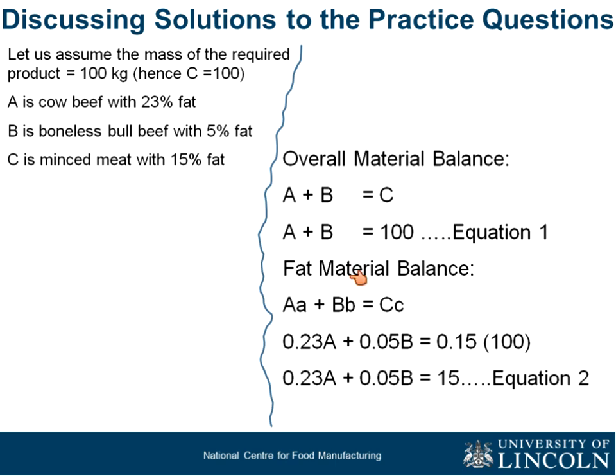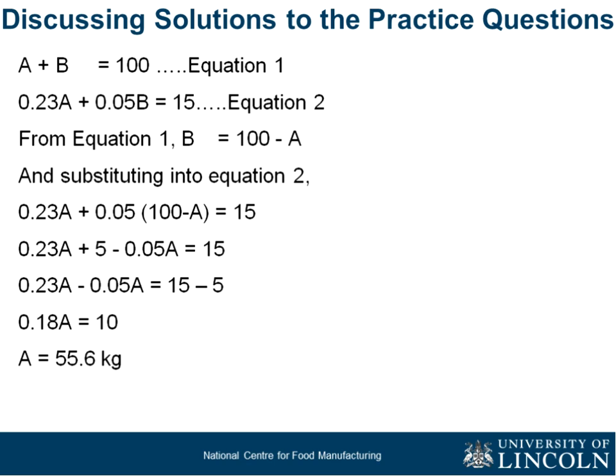Now, don't worry about A, B, C. It is the same thing. I'm only saying 23% of A, 5% of B, 15% of the final product. That's what it's saying. 23% of A is fat, 5% of B is fat, and 15% of the product is fat. Then that's our equation 2. So equation 1 is known, equation 2 is known. Then using the substitution method as well.